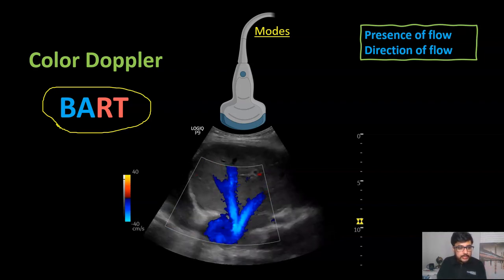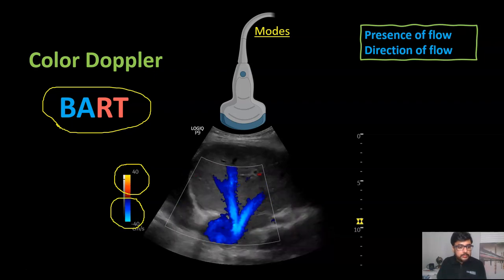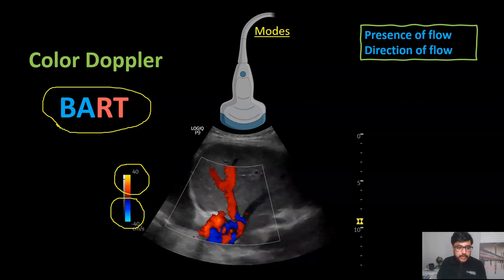Usually when you look at the color scale, the top color would be red and the bottom color is blue. So whatever is on the top represents blood flow towards the transducer. That's a standard convention. And sometimes you can invert the scale and make it appear like blue is on top and red is at the bottom.